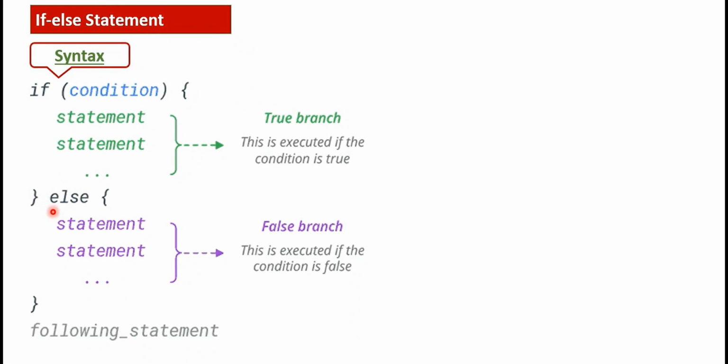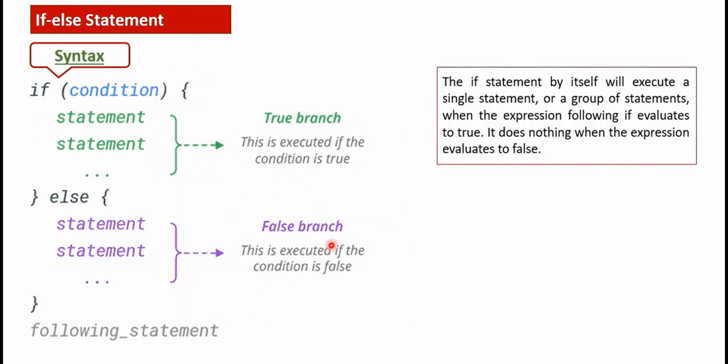That means in the previous session we discussed only the if part, and now we have another block which is called else. This is the block that will be executed when the condition is false, shown as the false branch. The if statement by itself will execute a single statement, or a group of statements, when the expression following if evaluates to true. It does nothing when the expression evaluates to false, as we have seen in the previous code.